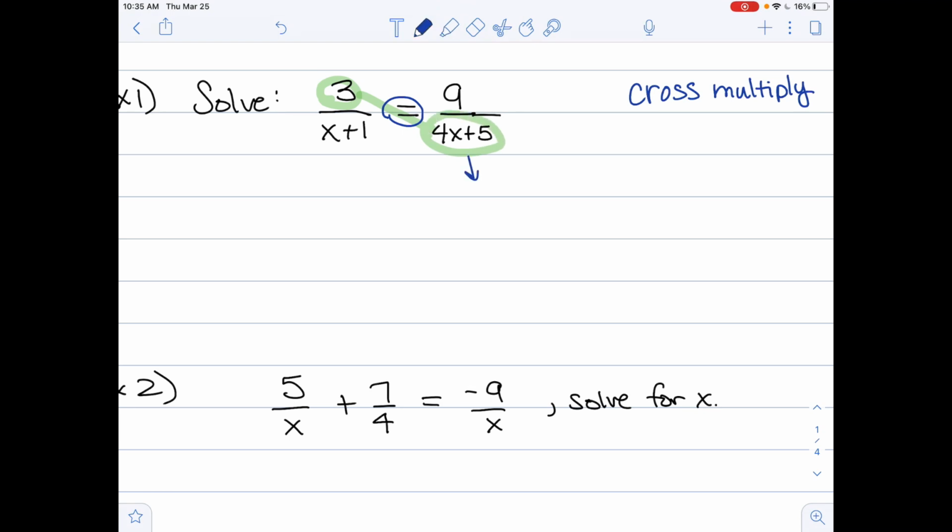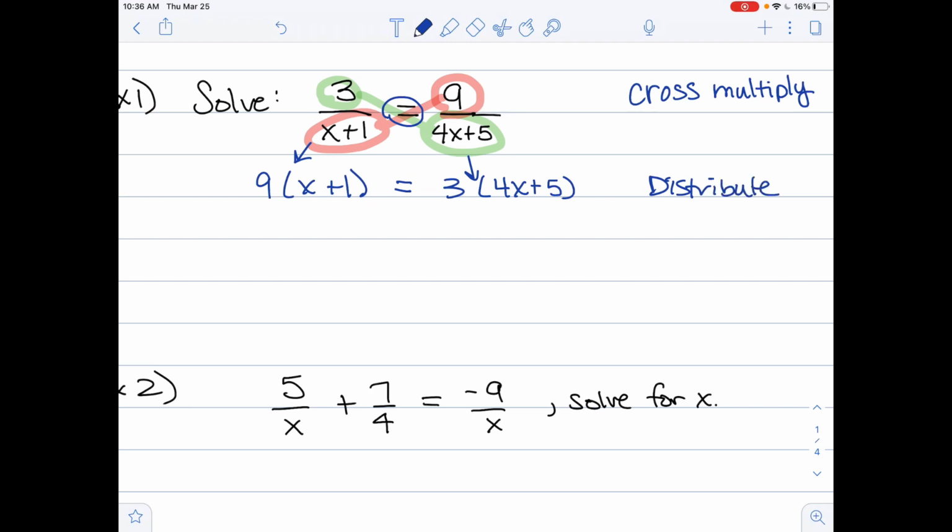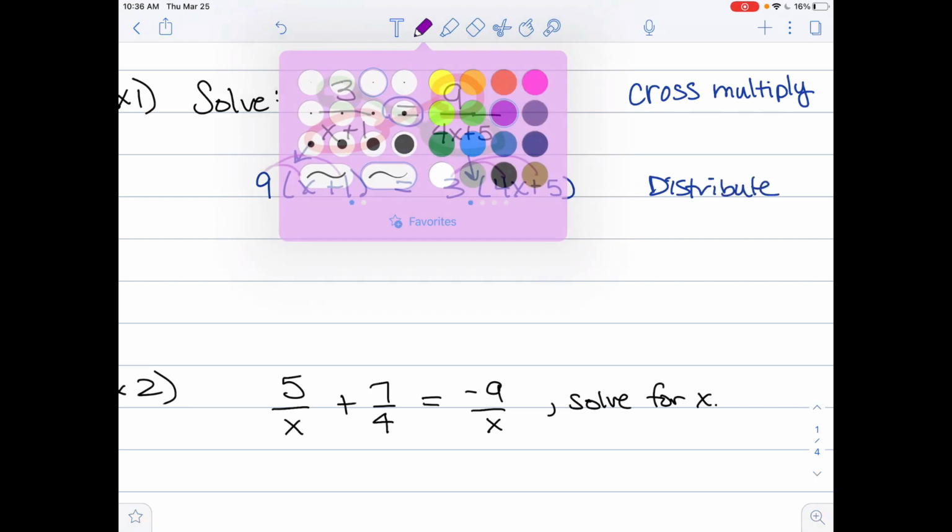We're going to write it right here, and we go 3 times 4x plus 5 will go there. And then we're going to take the top of the right side and multiply it by the bottom of the left side, and put it right here. So 9 times x plus 1. And we're going to set up our equation that way. Now we're going to distribute.